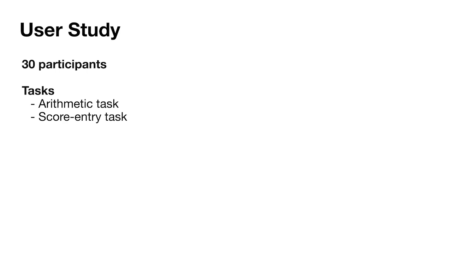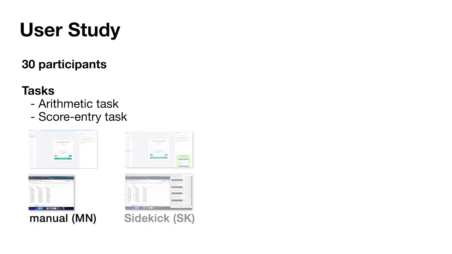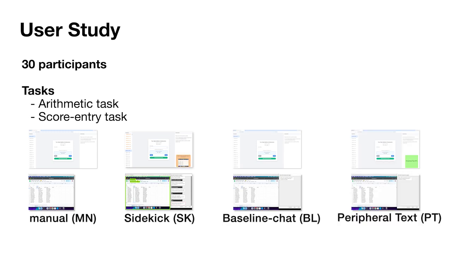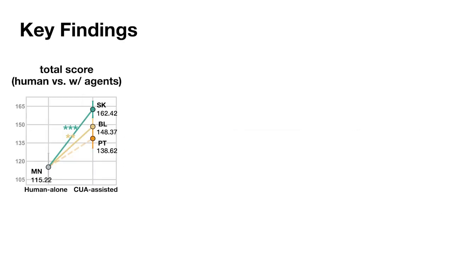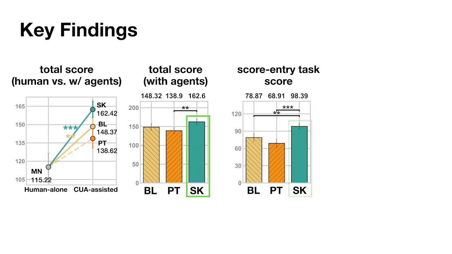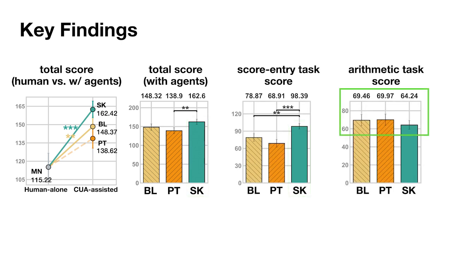We conducted a user study with 30 participants who performed the same task as Tina. We included 4 conditions: users performing both tasks manually, Sidekick, and feedback presented either in a chat interface or in a peripheral display. First, we found that human-agent collaboration improves multitasking performance over a human alone. Among agent-assisted conditions, Sidekick further enhances performance with multimodal feedback while minimizing disruption to the primary task.